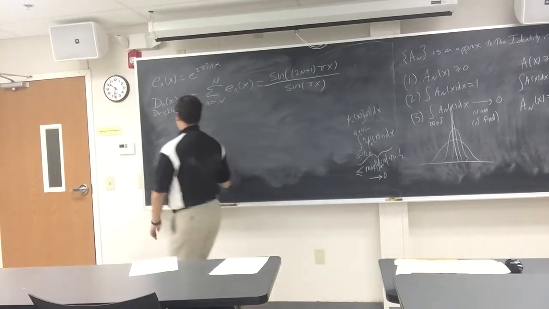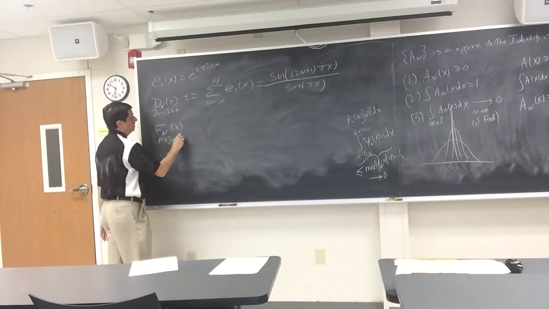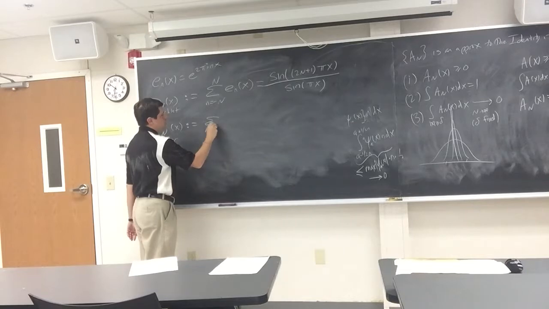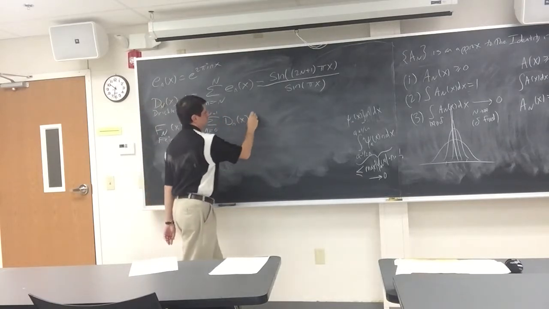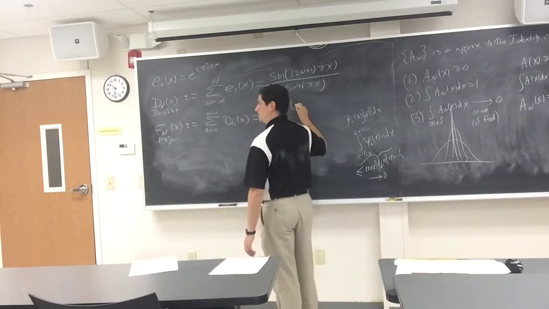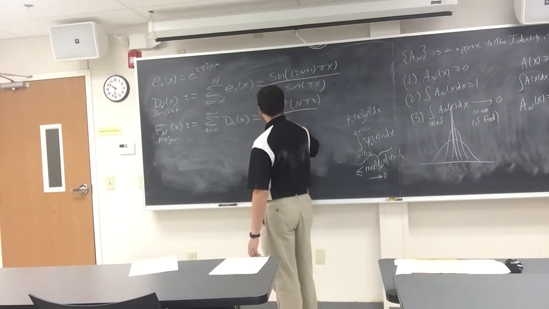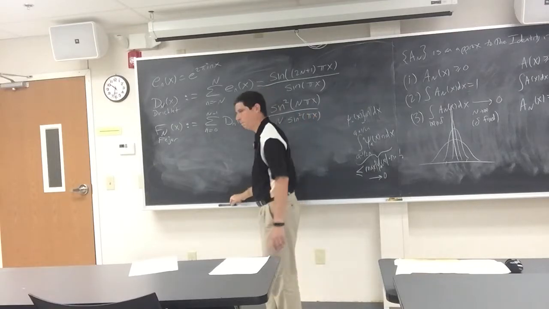Okay? The next is the Fejer. Oh, and this should be a capital N. The Fejer series, or the Fejer kernel. And this is defined to be the sum, n goes from 0 to N minus 1, of D_n of x. And when the dust settles here, you get sine squared of N pi x over N sine squared of pi x.